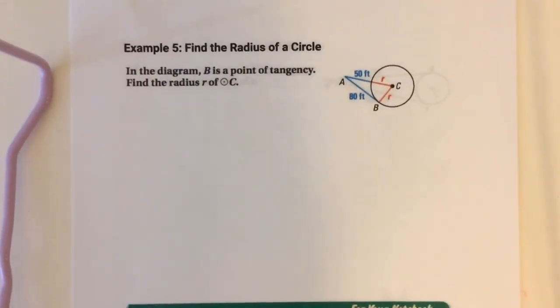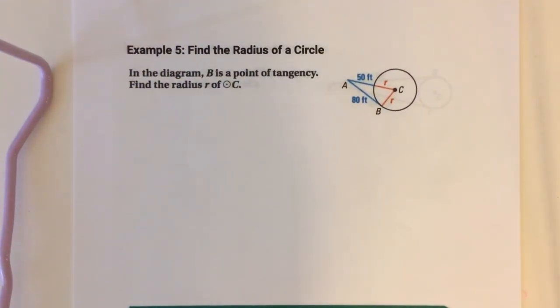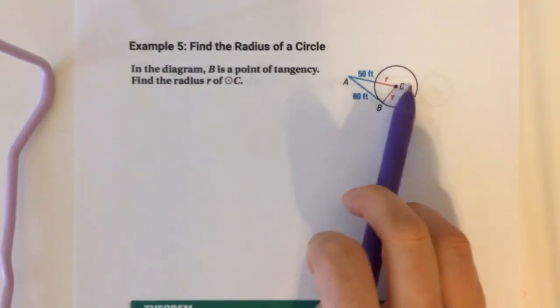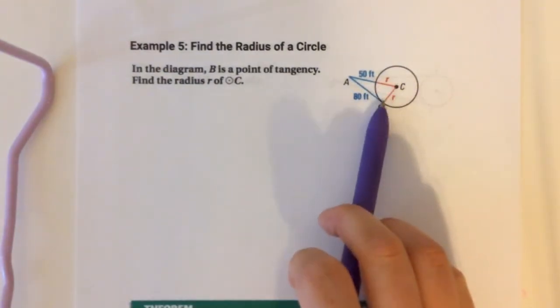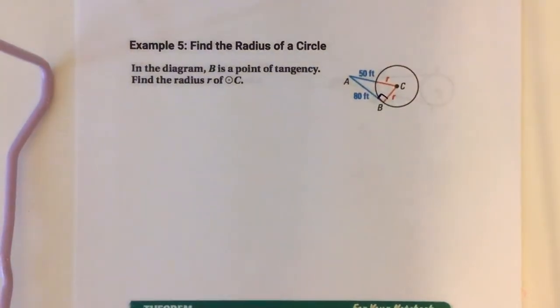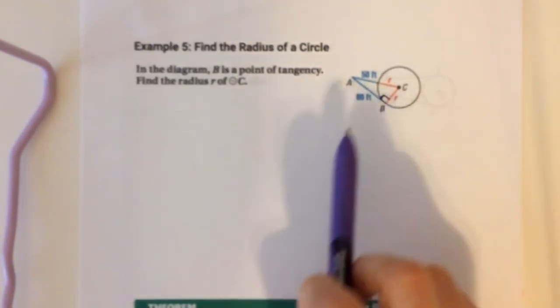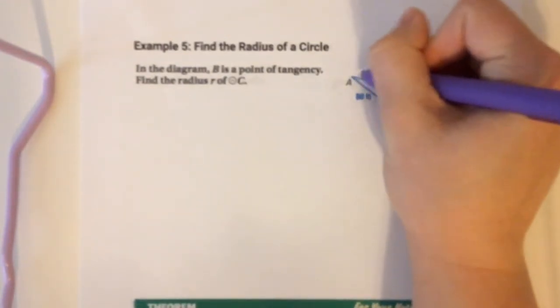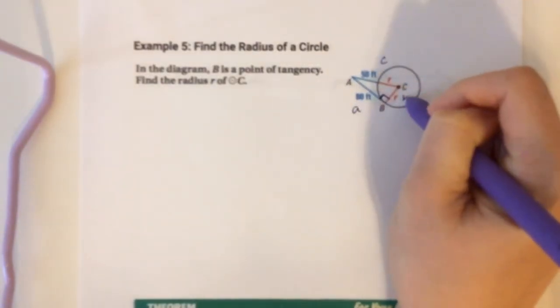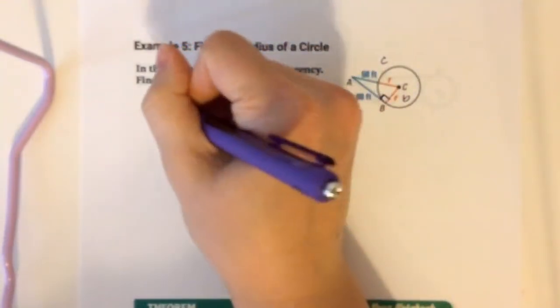So let's beef that up a little bit, take it a step further. In the diagram, B is a point of tangency. Find the radius, R, of circle C. So what's in red in this picture right here is actually our radius, and we know this radius is congruent all around the circle. So then to see if it's a point of tangency, we need to prove that's a 90-degree angle right there between the tangent line and the radius. So looking at this, here's our hypotenuse from A to C. B to C is R, A to B is 80, so that's our A and our B.